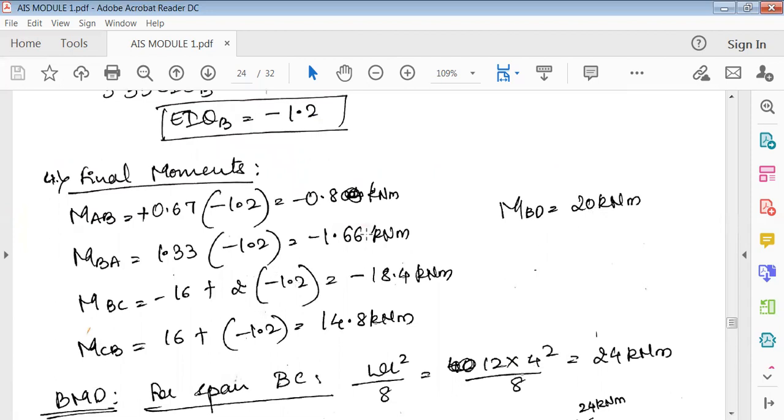Only when there are three members connecting at a joint does this happen. Had it been just two members, then it would be equal and opposite, what we have seen previously. But because here there are three members connecting at a joint, obviously the moments will be different.